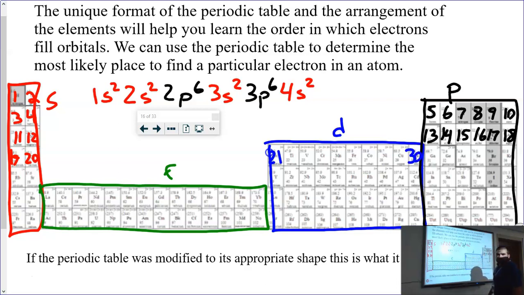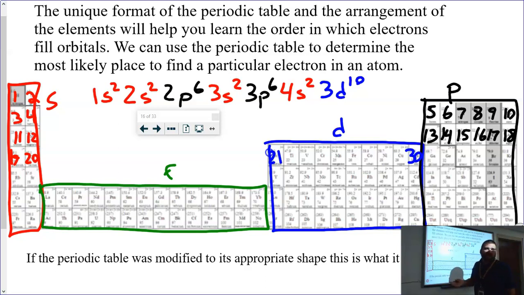And now this is where it gets a little weird. For S and P, the number out front matches the row. In other words, 1s, 2s, 3s, 4s, right? The row matches. But for D, if you look, and it might be more obvious on your periodic table, this is row 1, 2, 3, 4. So this is actually the fourth row for d orbitals. But when we name it, it gets one less than the row number. All right? It's a little annoying, but that's just the way it is.